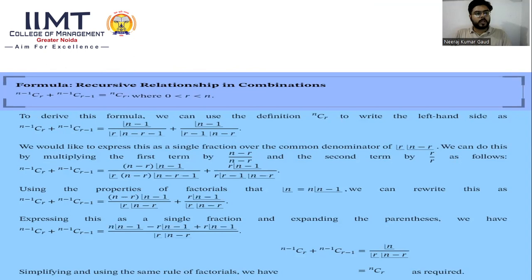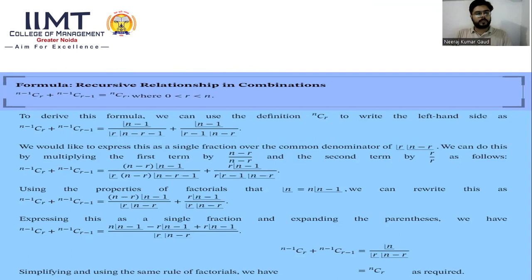We would like to express this as a single fraction over the common denominator of r factorial times (n−r) factorial. We can do this by multiplying the first term by (n−r) upon (n−r) and the second term by r upon r as follows: (n−1)Cr plus (n−1)C(r−1) is (n−r)(n−1) factorial upon r factorial (n−r)(n−r−1) factorial plus r(n−1) factorial upon r(r−1) factorial (n−r) factorial.